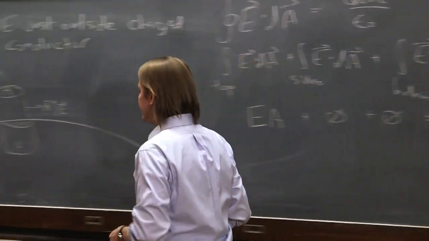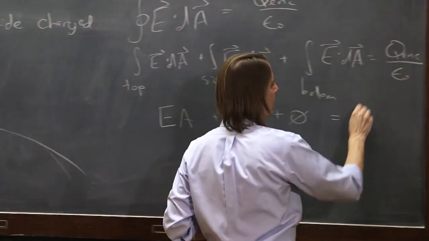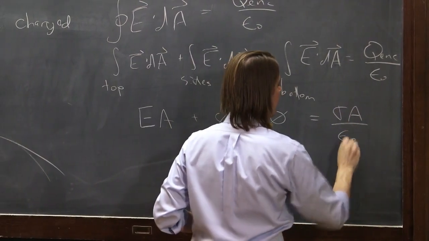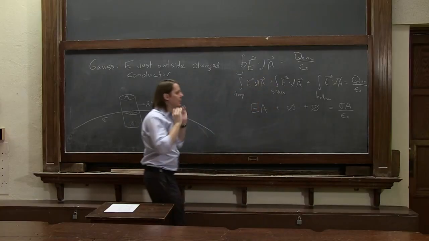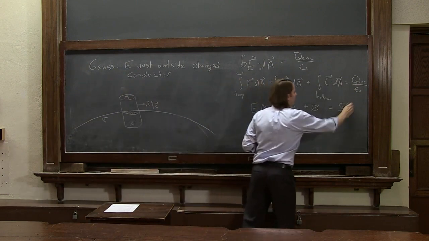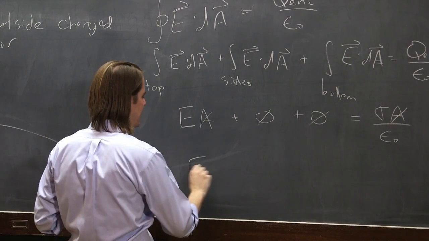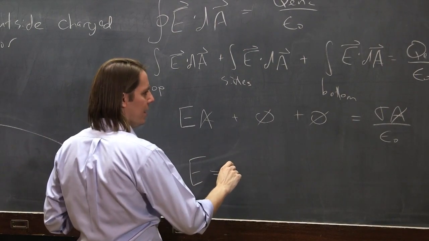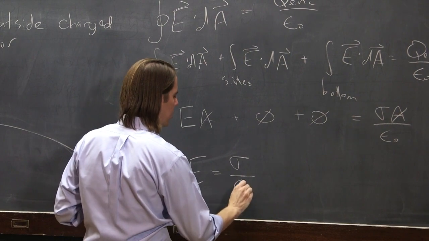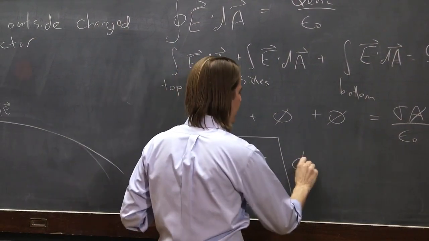The charge enclosed is just sigma times the area, sigma A over epsilon naught. So in the end, you get that the E field of a charged metal does not depend on the area of your Gaussian cylinder. It's just that E equals sigma over epsilon naught for a charged metal.